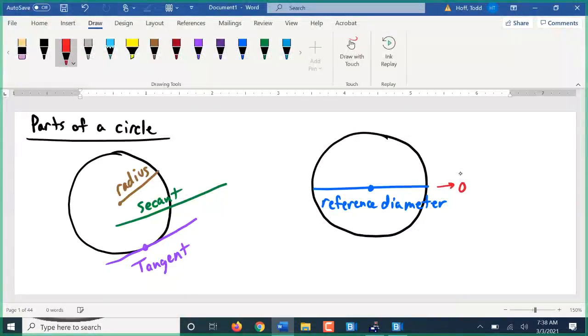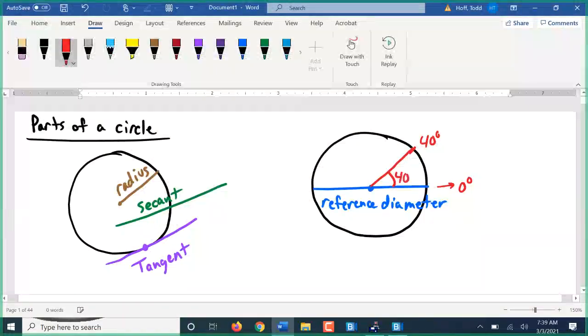If I call this point of the circle 0 degrees, as we move around the circle, the other angles are from that point. So one end of the reference diameter has to start at 0 degrees, so the other angles are oriented off that reference diameter. So like if this is a 40-degree location, the radius from the center of the circle to that 40-degree location forms a 40-degree angle with the reference diameter.